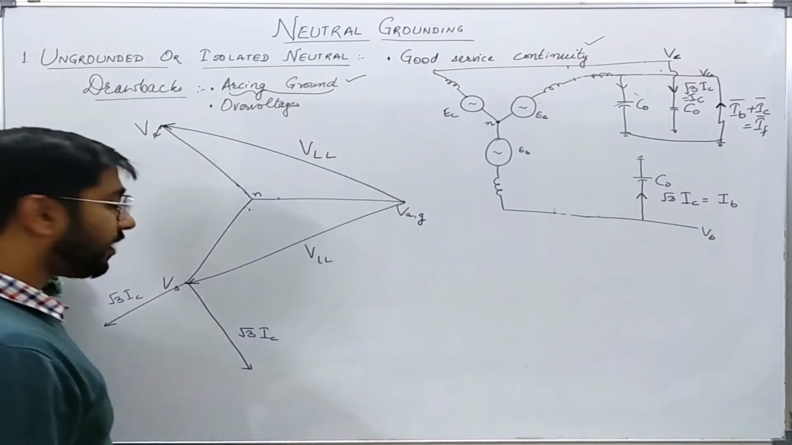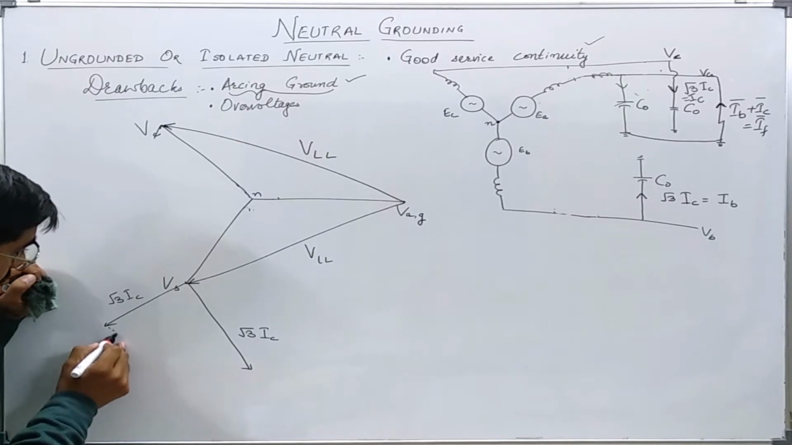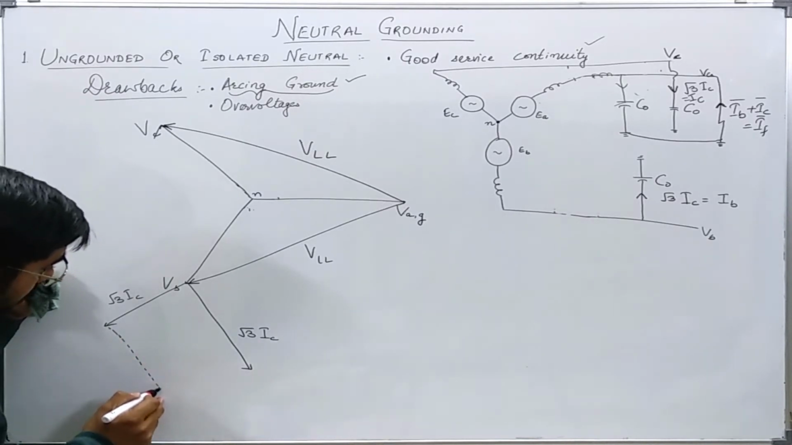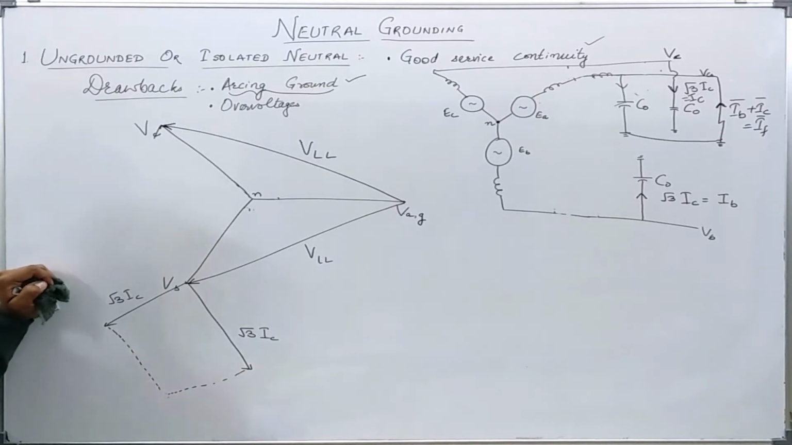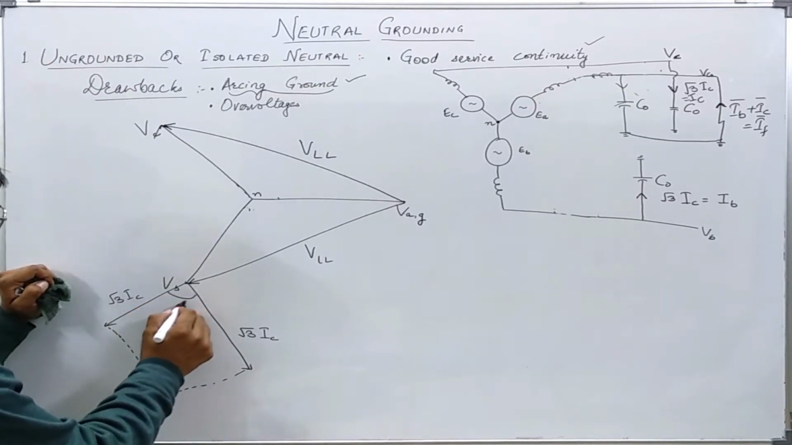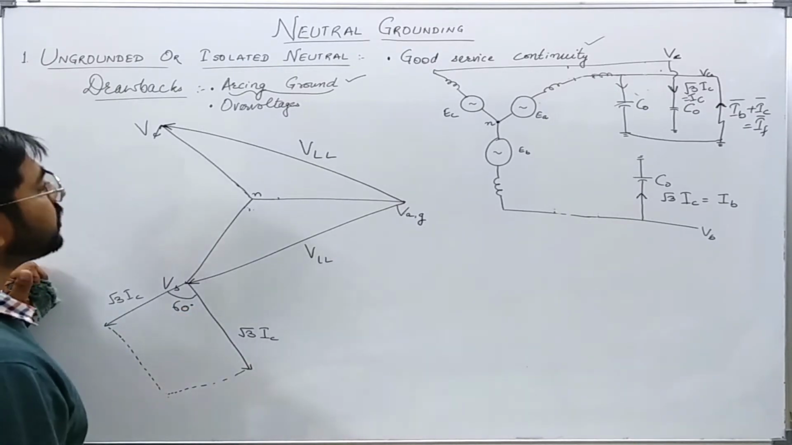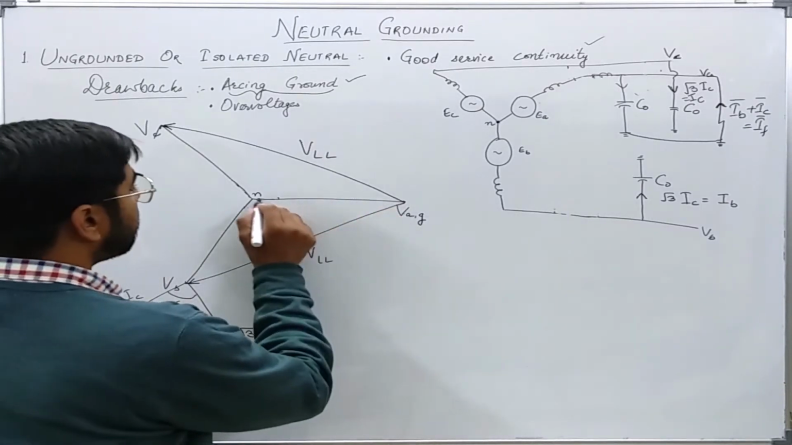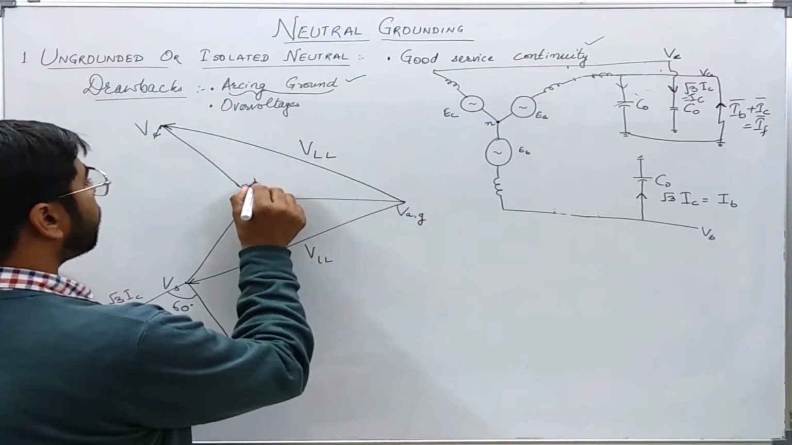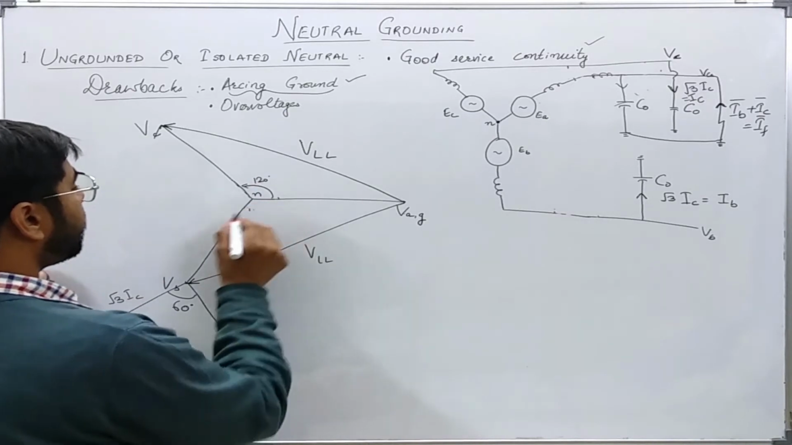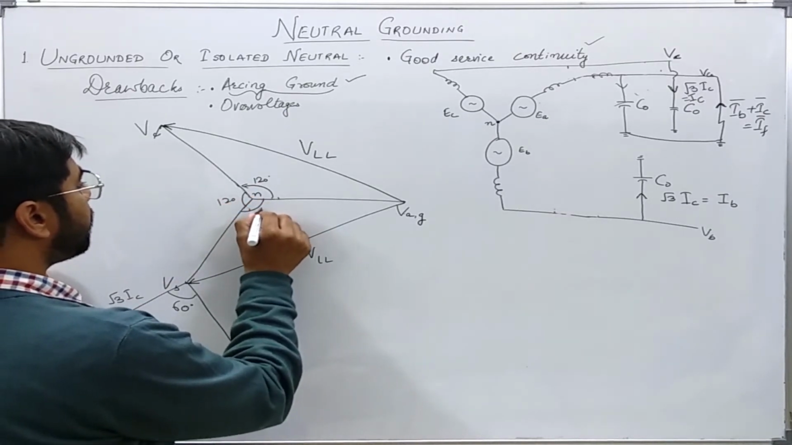Now we will try to find the vector sum. These two are equal, and this angle is 60 degree. We can easily calculate it also. How? Let us see this thing. This is at angle 0. This is at angle 120 degree. And again this is at 120 degree. This is at 120 degree.